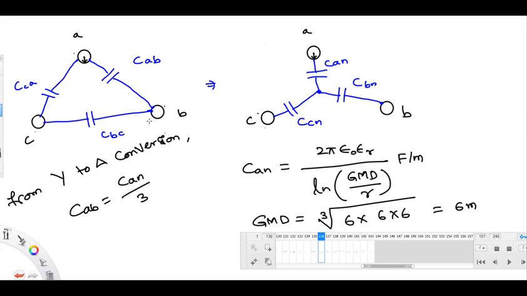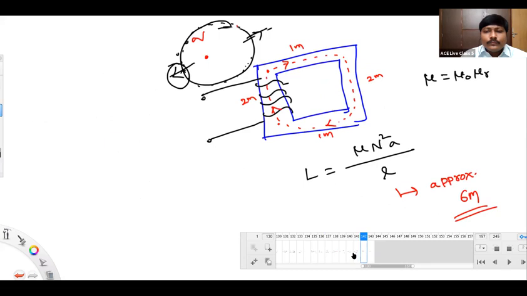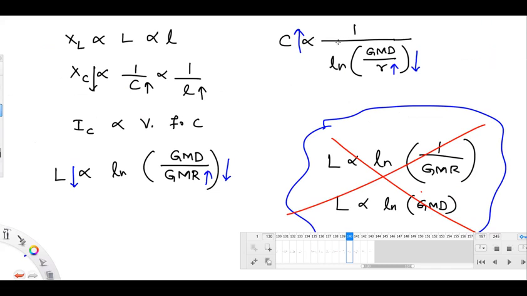Sir, if the distance between conductors increases, why is the inductance value increasing and the capacitance value decreasing? Go through the formula. Distance is increasing, so GMD will increase, so inductance will increase. GMD is increasing, the denominator is increasing, so capacitance will decrease.